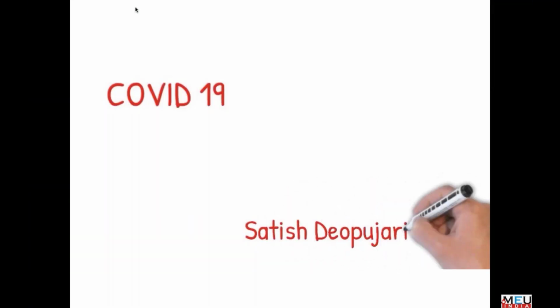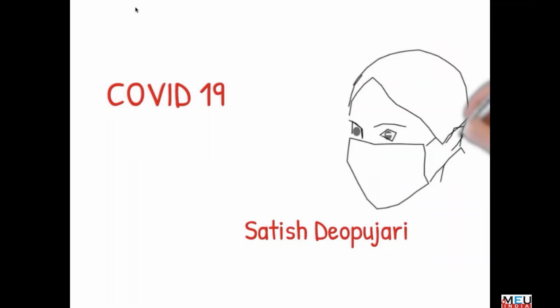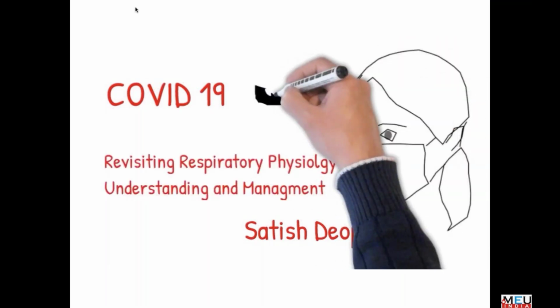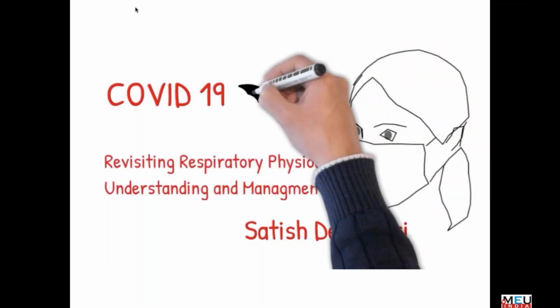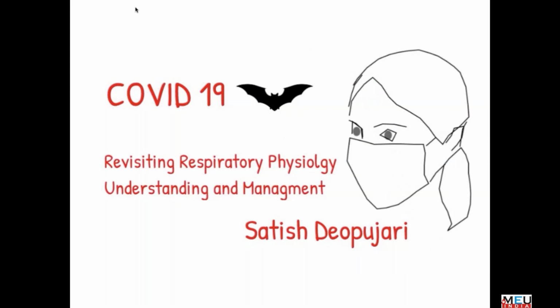So if you see here, you see the way I'm writing Satish Deopujari, and the way the bat is drawn, this is by using Dudley. Now what Dudley does, these are all whiteboard presentation areas. So what it actually does is, the same static diagram can be shown as if drawn by human hand.